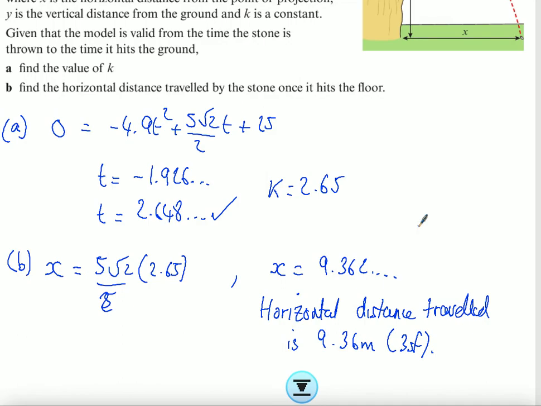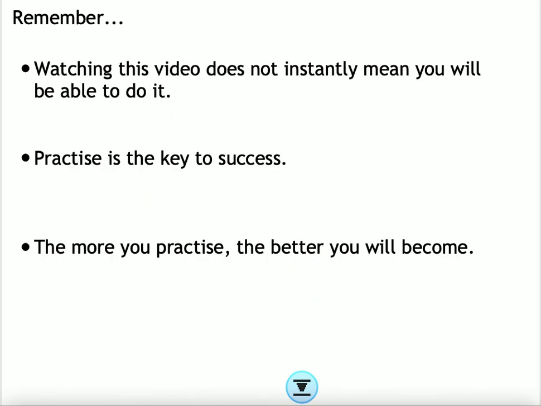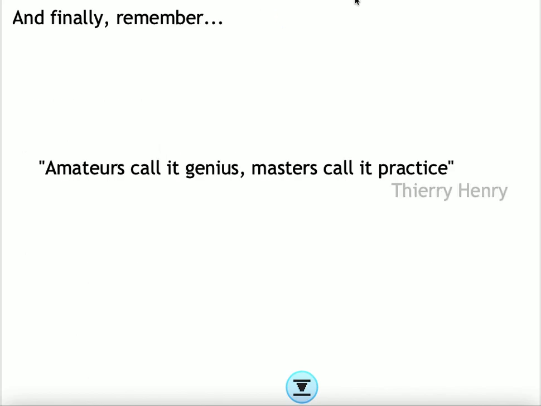And now we're done. That looked like a really horrendous question. You know, the diagram is really, really off-putting, but just read that information really carefully and it's not too bad at all. Okay, as always, watching the video doesn't mean you'll instantly be able to do it. You need to make sure you practice, particularly contextual questions, particularly those that look more complicated than they actually are. And the more you practice, the better you will become. And of course, amateurs call it genius, masters call it practice.